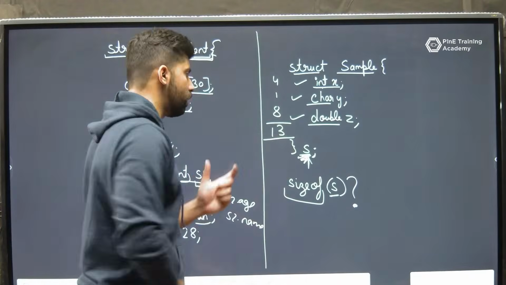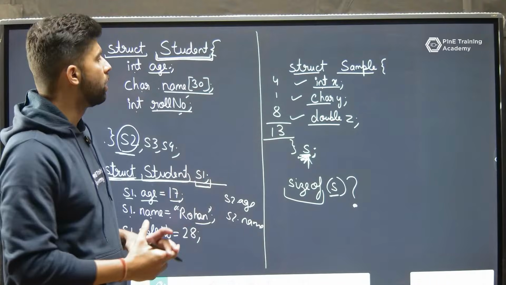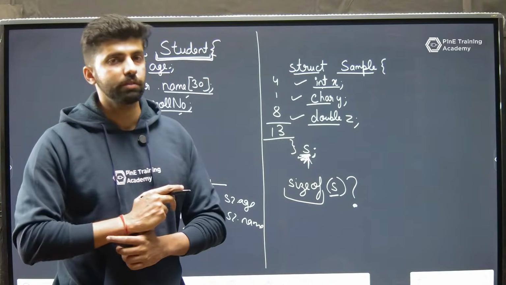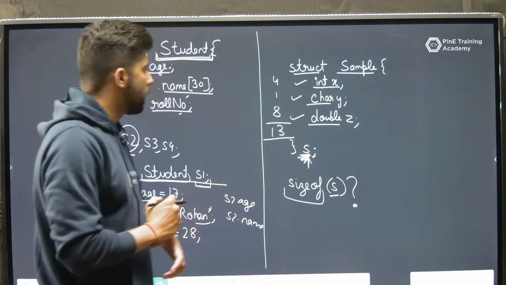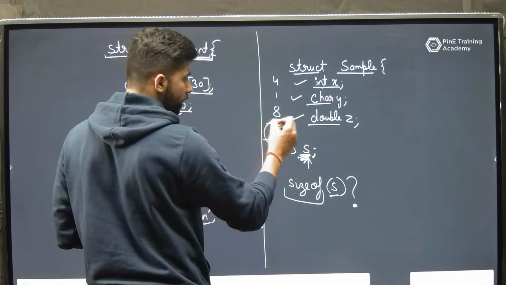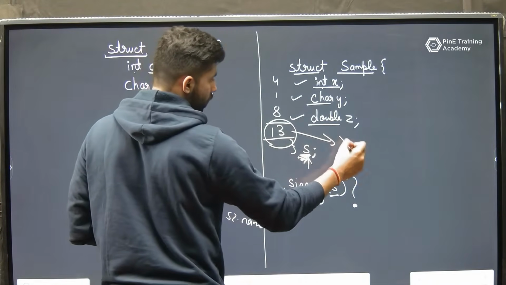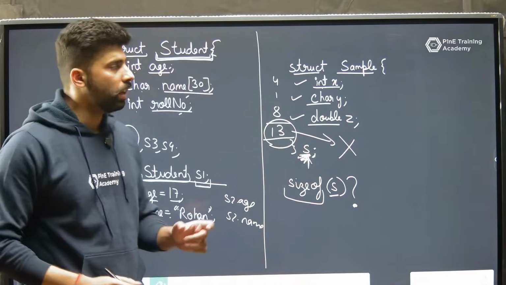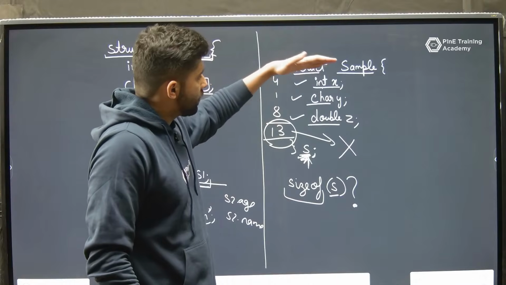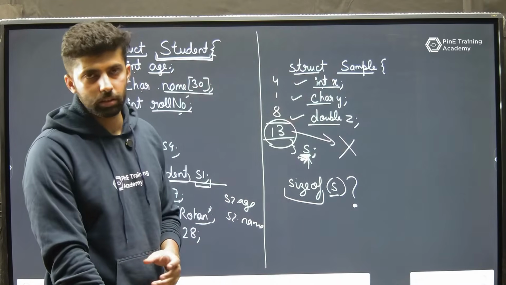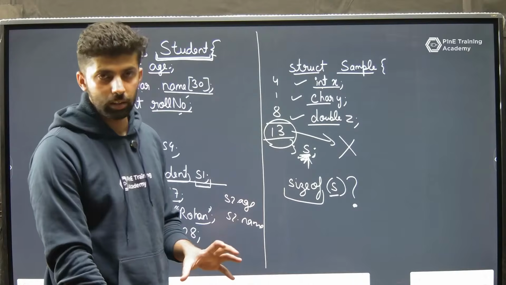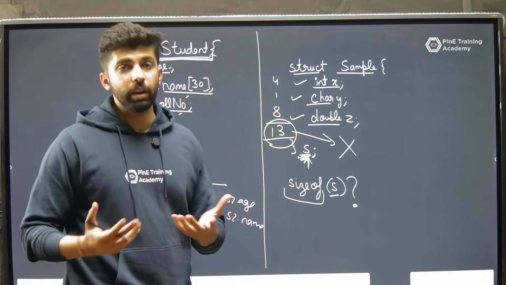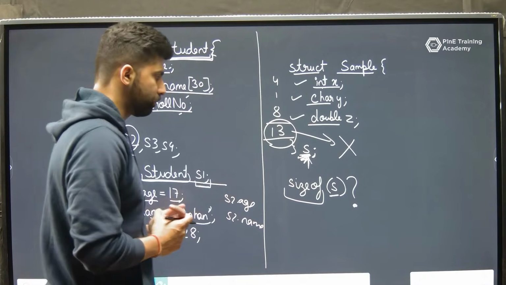And most of the students will give this answer if they are not familiar with the concept of calculating size in case of structure. So most of the students will give this answer 13, which will be wrong. In case of structure, we can't simply add the sizes of individual members. So how do we calculate the size in case of structures?